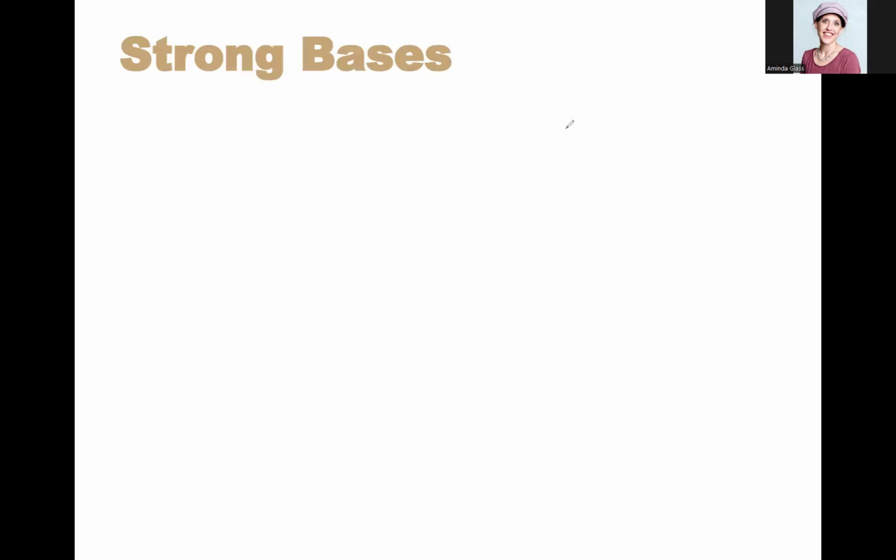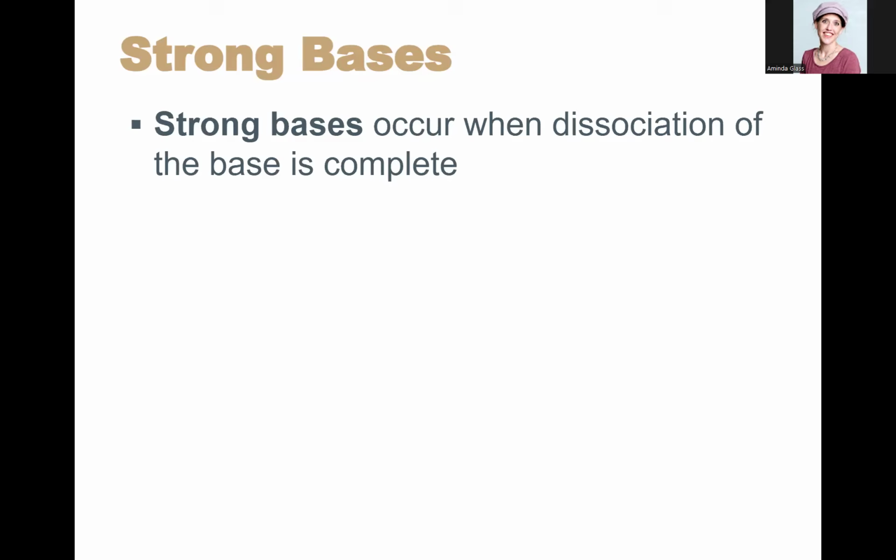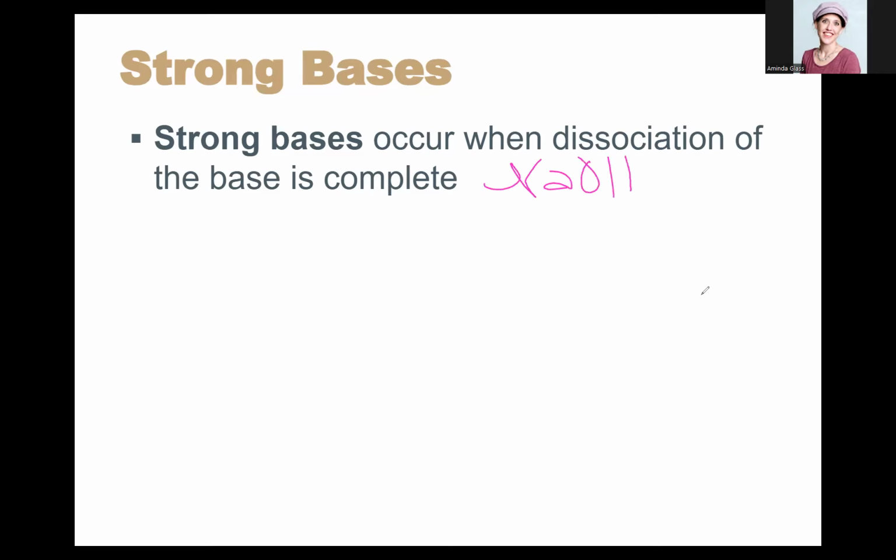Going to continue talking about acids and bases, but first let's talk about strong bases. Strong bases occur when you have complete dissociation of the base. So whenever we had sodium hydroxide, it completely dissociates into sodium ion and the hydroxide ion.